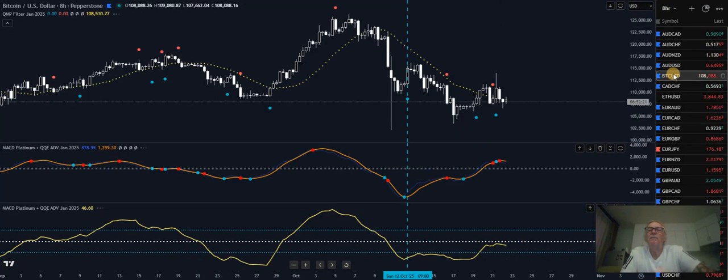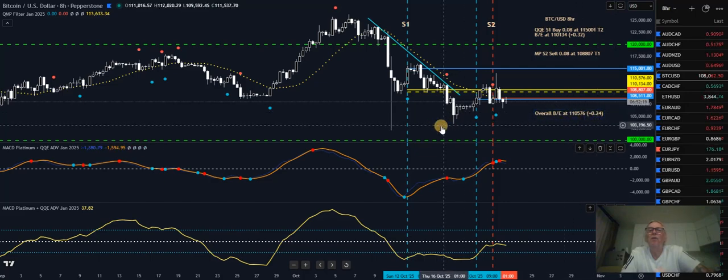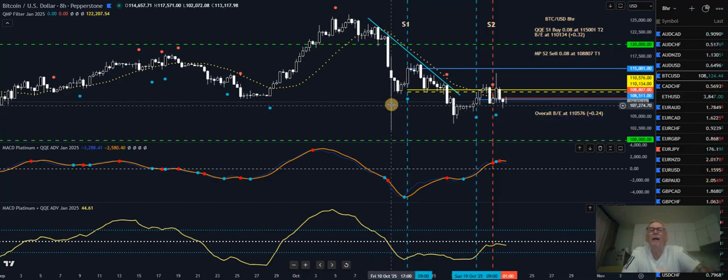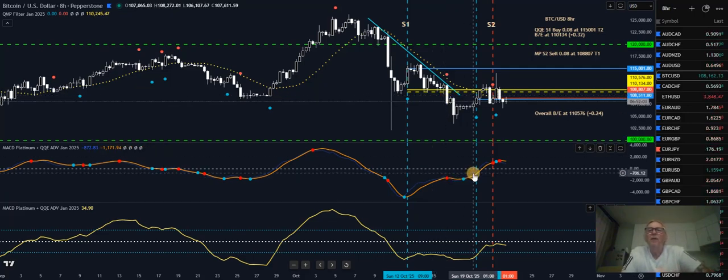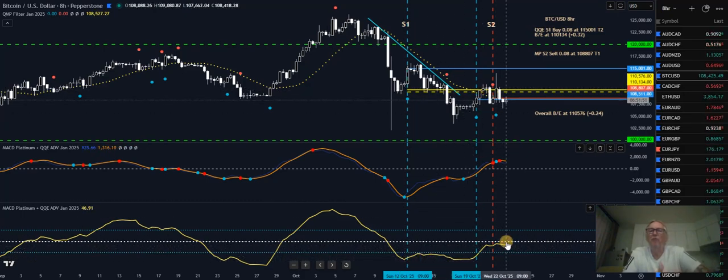Now, BTC, this is one that's caught me on the hop. I took this buy here. So QQE buy. So it's trade one. Got this reversal here. Just ignore that because it's not a valid MACD platinum trade at all. Got the second buy here, which I took. Now, it popped up nicely through my overall break-even, but this is a QQE, so I'm looking for the 50 level. It's my minimum exit point.